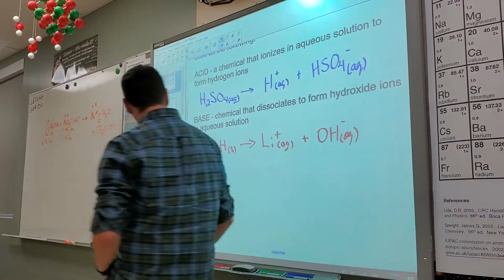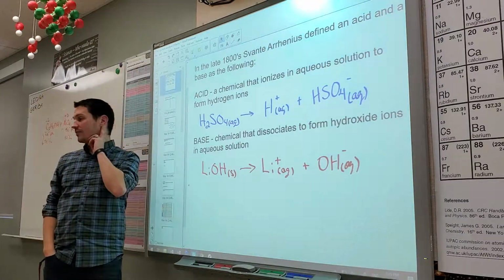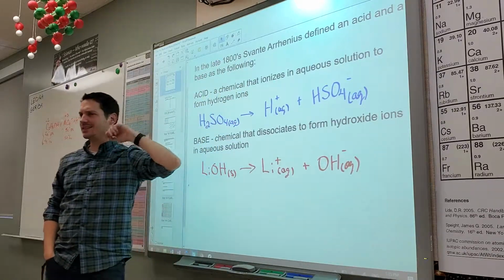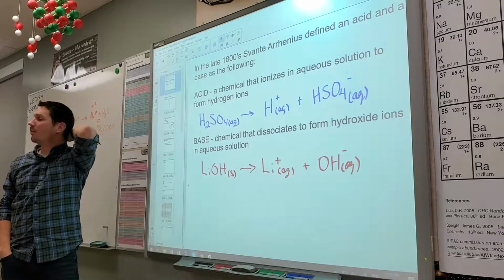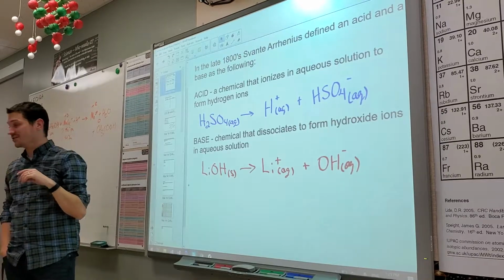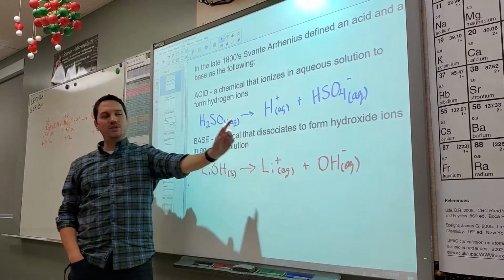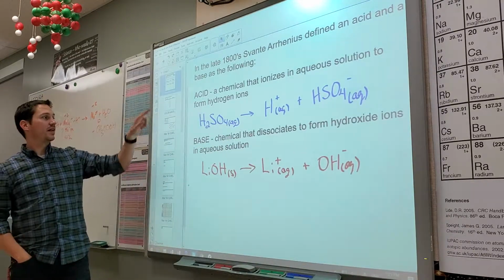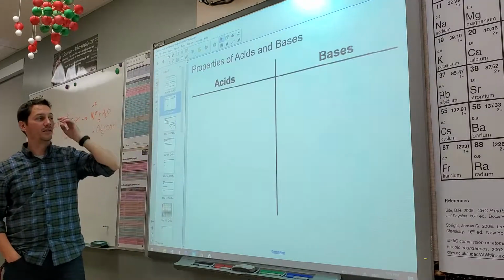But now this is what we call the Arrhenius definition of an acid and a base. This is from the 1800s. How long ago was the 1800s? 200 years ago. We're using a model of acids and bases that's almost 200 years old. This is the old definition, and we're going to modify it here in a little bit.